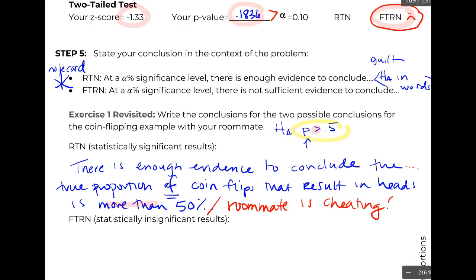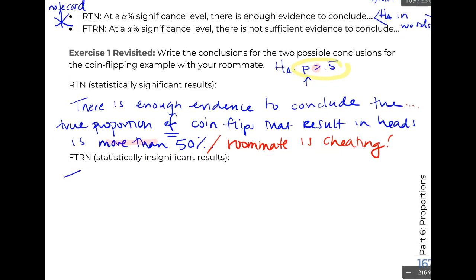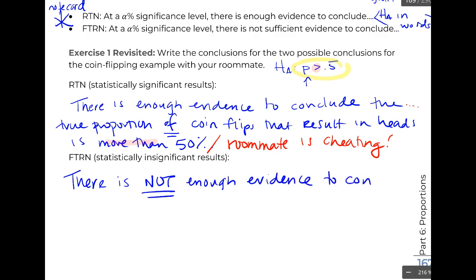And honestly, if we fail to reject the null, the sentence looks exactly the same except for, oops, there is not enough evidence, or sufficient evidence, whatever wording, to conclude. And then the wording is exactly the same. There's no change. Again, we're never going to say the coin is fair or that a roommate is not cheating.